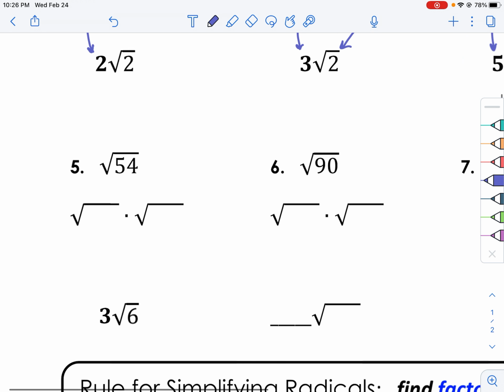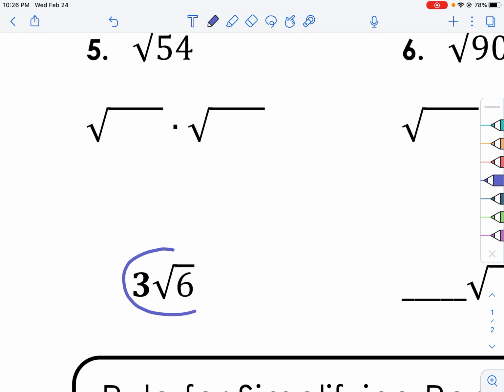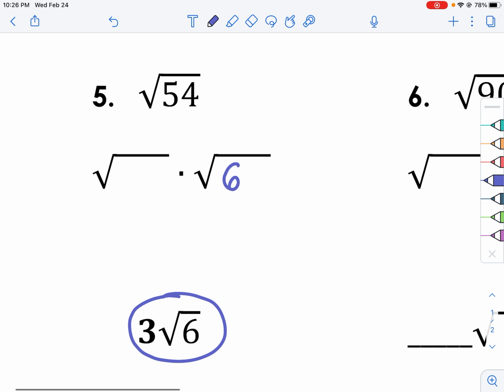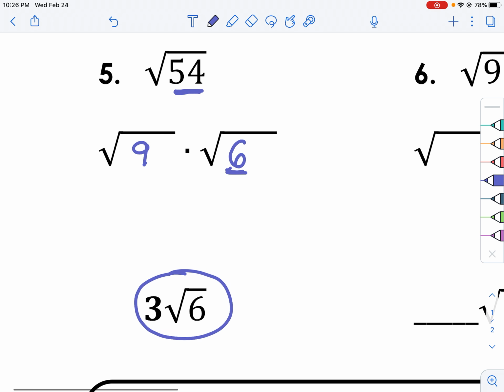Alright, let's try one with a couple less steps in it, right? So 54, it's telling us right here that we're going to go 3 and 6. So that means in this square root on the right, we're going to have a 6. And then we need to think about what do we multiply 6 by in order to get 54? Hopefully you said 9. Why does 9 work in this case? 9 is a perfect square. So the square root of 9 is just 3. Okay?